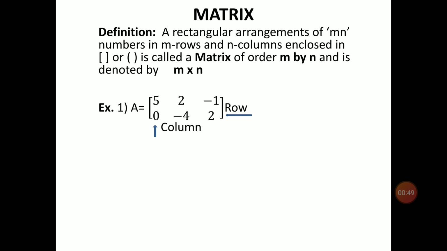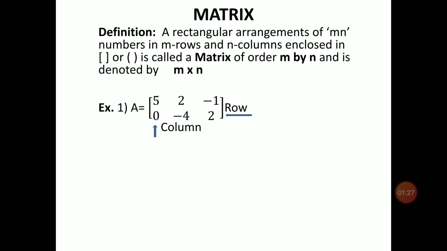So let us see what is the meaning of rows and columns in a matrix. Here A is a matrix with the elements 5, 2, minus 1 in a horizontal line. So that first horizontal line is called the first row of matrix A. Then the second horizontal line is the line with the elements 0, minus 4 and 2. This is called the second row of the matrix. So how many rows are there? 2 rows. Now let us see about the columns.